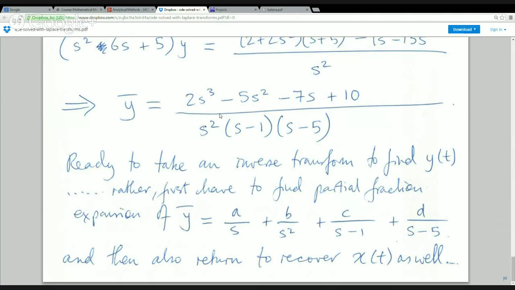So we compare coefficients of this numerator with the original one. So looking at the coefficients of powers of s in this numerator with the original one, which is up here, we see that this implies that a plus c must equal 2, minus 5a plus b equals minus 3, and lastly, minus 5b equals minus 10.